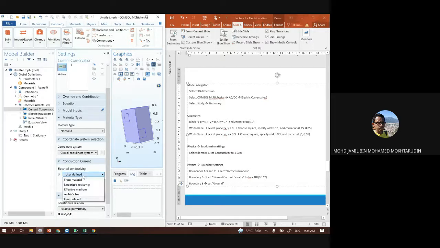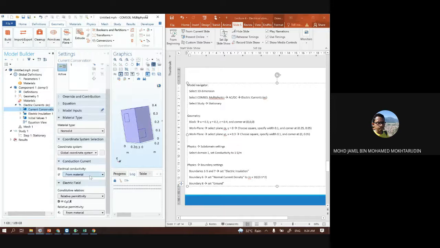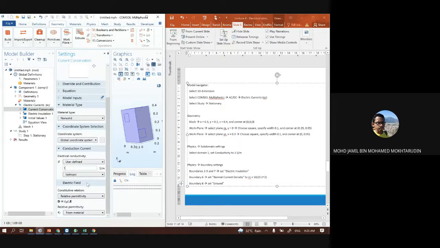So you can also use definition from materials. Okay, so if you choose from materials, then you need to choose what material you want. Okay? You need to browse from library. So this depends on what materials are given, but it's always easier if you can just put the numbers here. Okay, so you don't need to trouble yourself to find what materials from libraries. Okay, so we set the electrical conductivity.